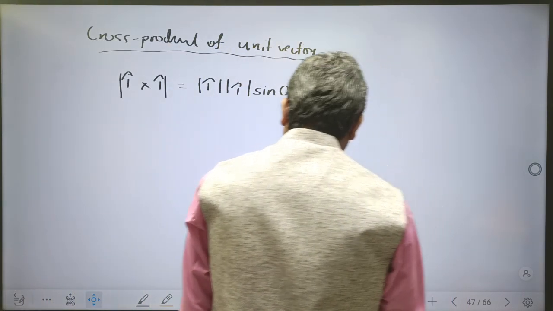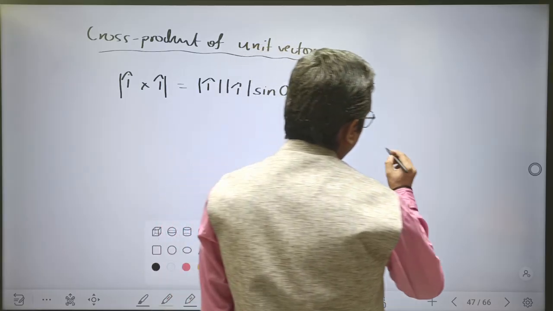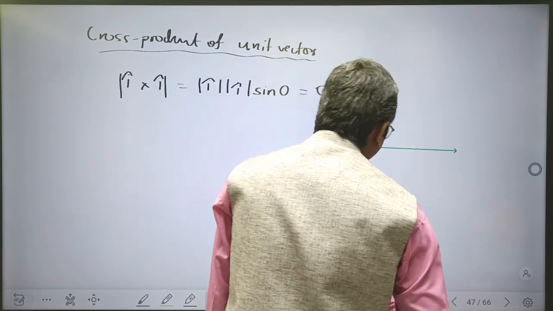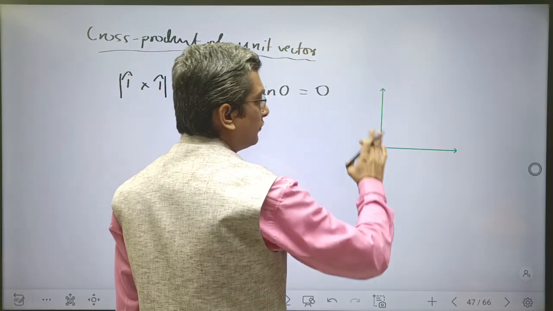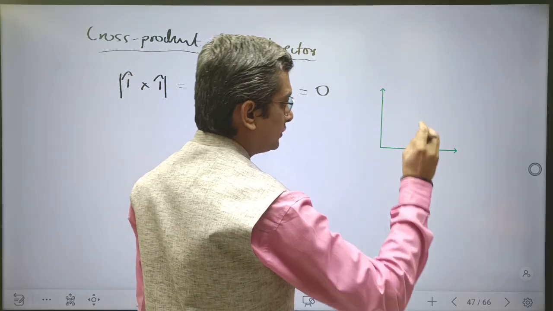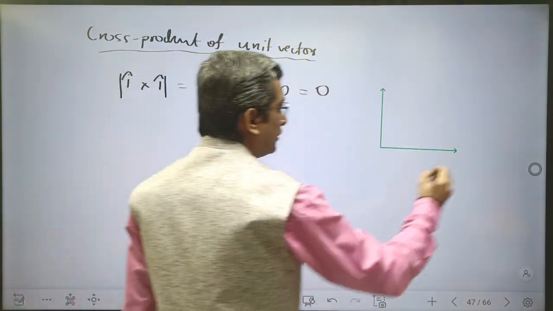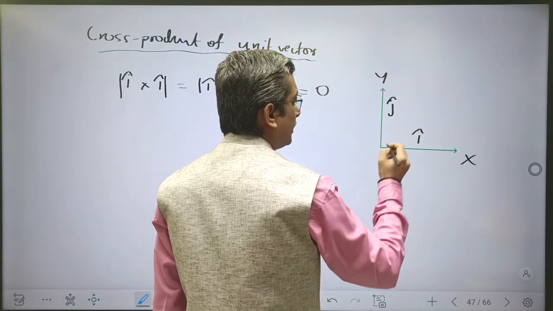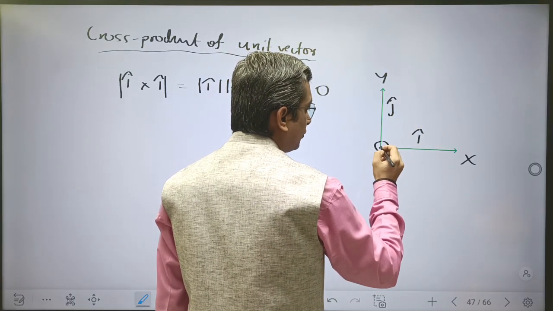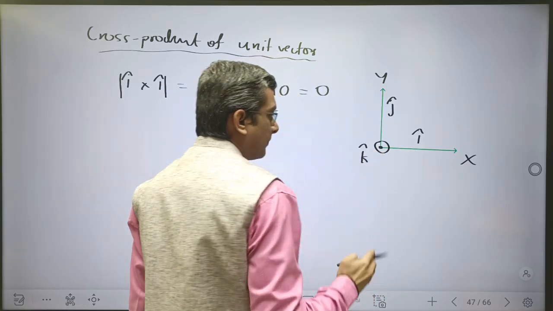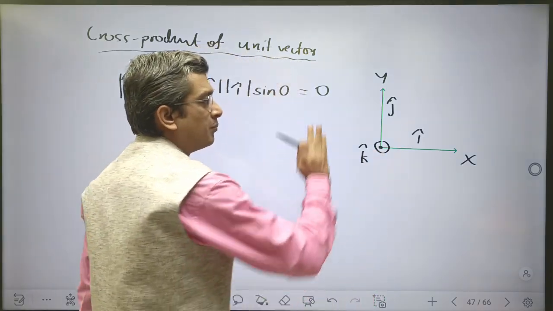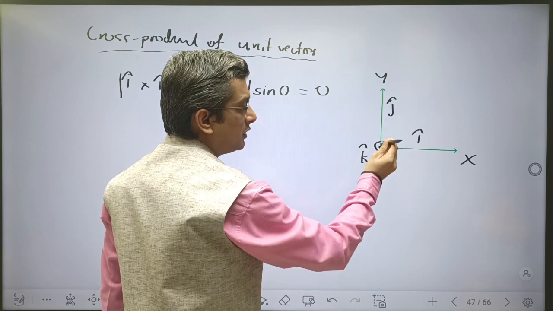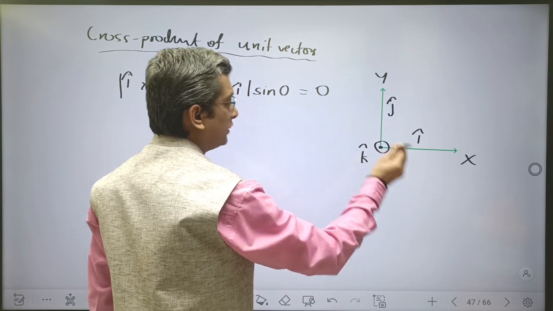Now if I take I cross J, this is the x axis, this is the y axis, and the axis perpendicular to the plane of the board and coming towards you is the z axis, isn't it? This is x, this is y. Here it is I cap, here it is J cap, and if I draw a circle and put a dot, this is representing K cap. That is, the direction of K cap is perpendicular to this plane of x and y, perpendicular to the plane of the board and coming towards you. This is J cap, dear students.